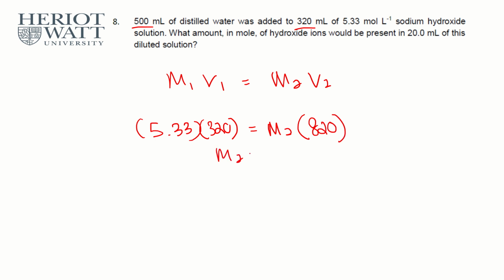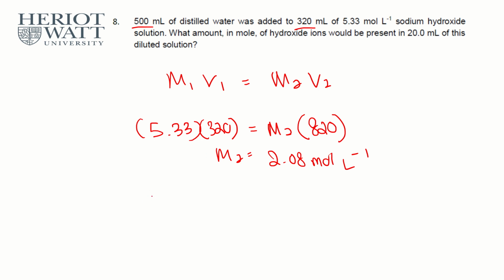And from here, we get M2 equals 2.08 mole per liter. See that? The concentration is much lower now because we are adding water. We dilute it. So we got the concentration of the NaOH. Now what they want is the mole of hydroxide ions present in 20 ml of this diluted solution. We have concentration, we have volume, we can calculate the mole.